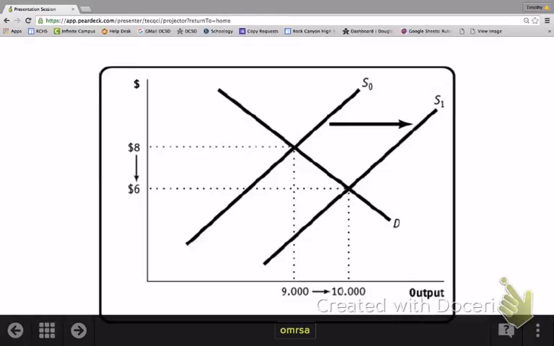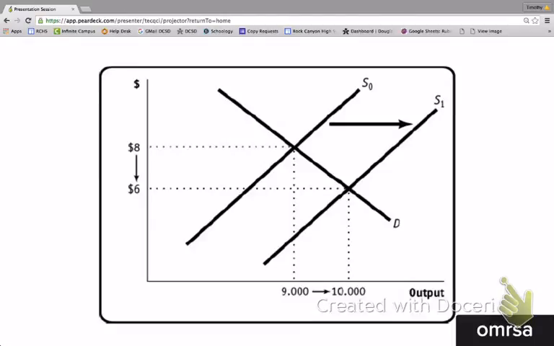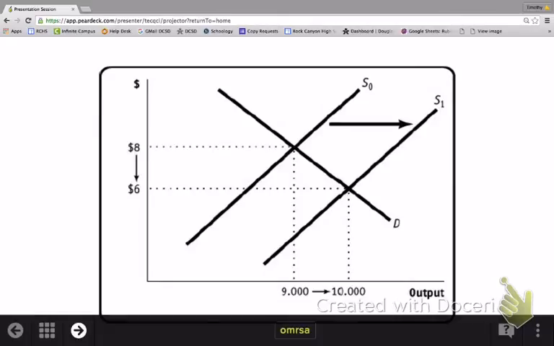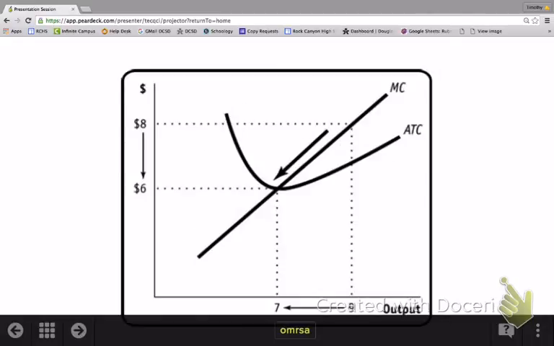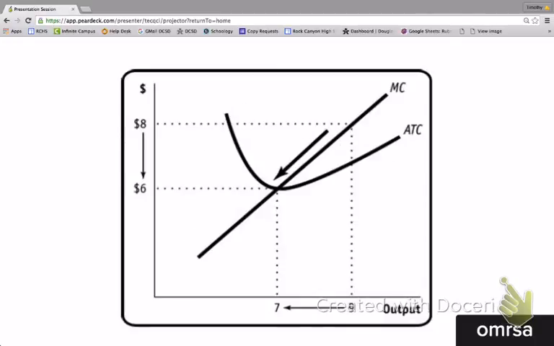Here's another graph that shows you the same thing happening. That when new producers come into the industry, because they're attracted by economic profits, it will shift the supply curve to the right, and the market price will drop, and the output in the industry, represented by those new producers, will increase. So this process is referred to as long-run adjustment.